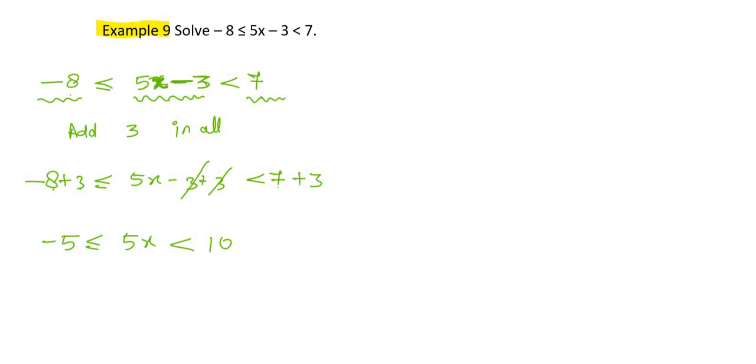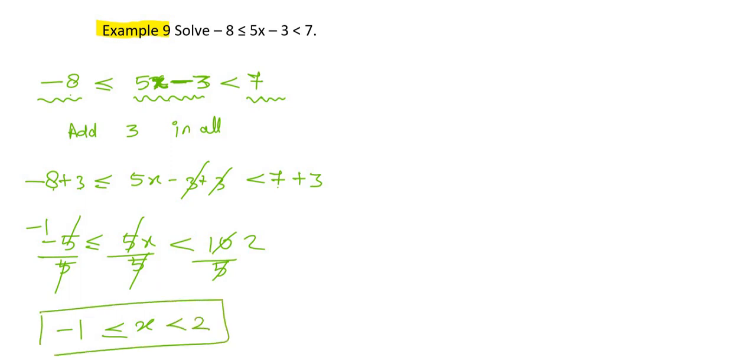Now what will we get? Fine. Now we can see 5. Can I divide by 5 everywhere? Okay. So this will cancel to minus 1. This will cancel and this is 2. So x is more than minus 1 but less than 2. So this will be my answer.